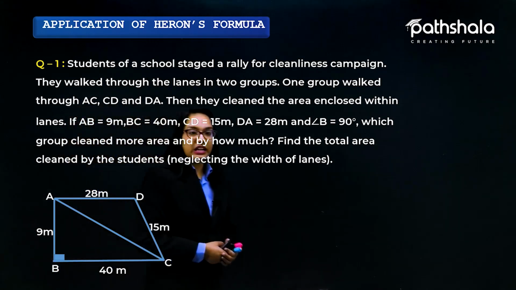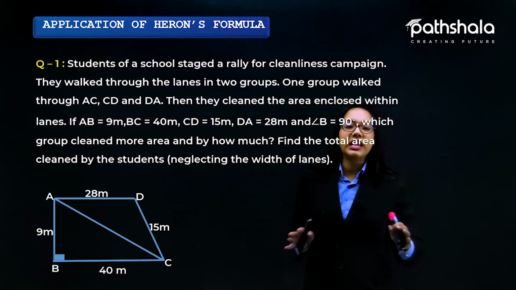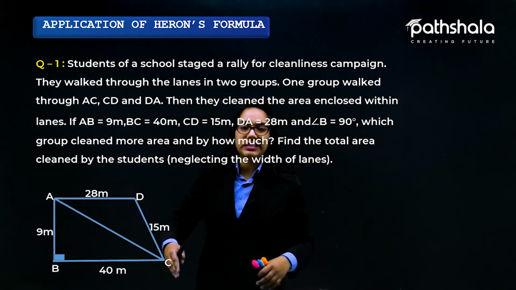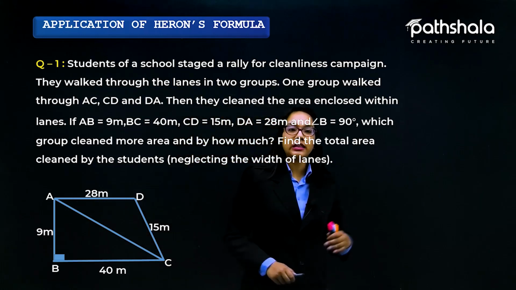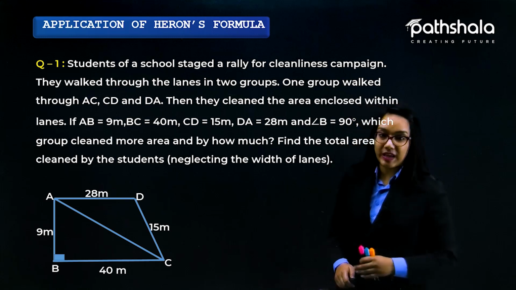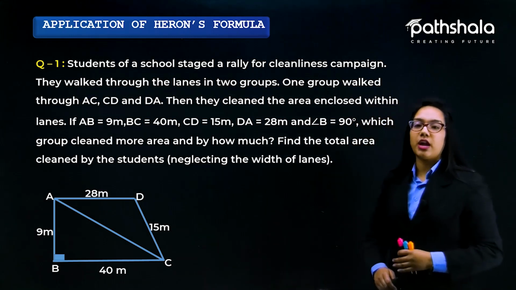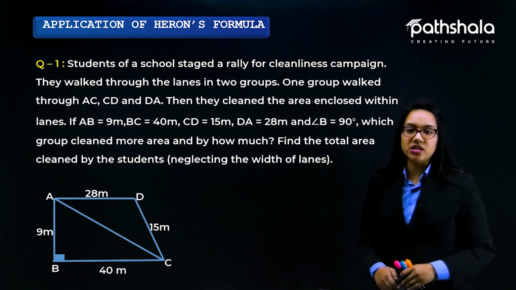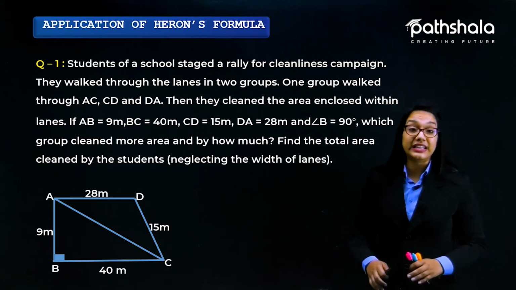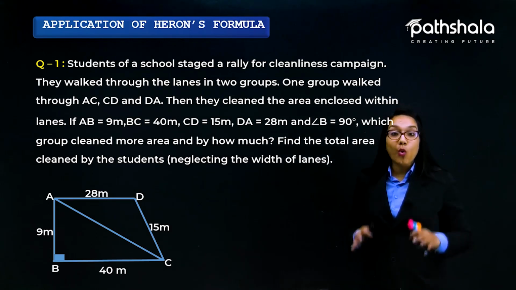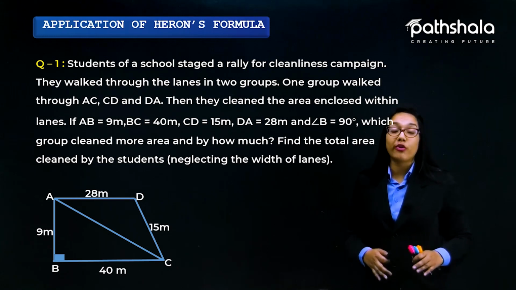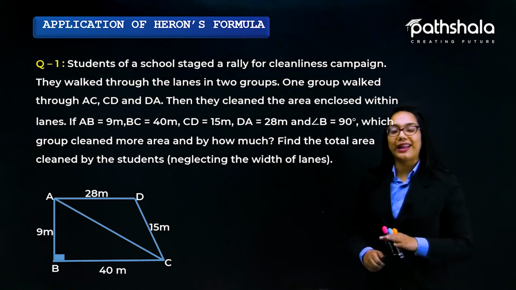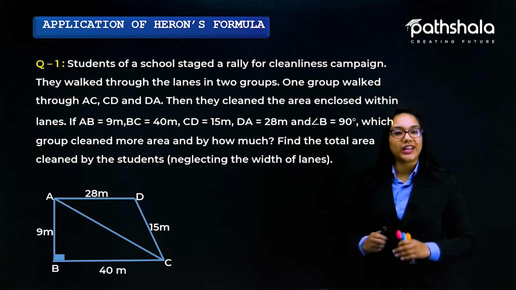Further it says, then they cleaned the area enclosed within the lanes. So these were the two lanes, AB, BC, and AC, and the other one was AD, DC, and AC. If AB is 9 meters, BC is 40 meters, CD is 15 meters, DA is 28 meters, and angle B is 90 degrees, which group cleaned more area and by how much? Find the total area cleaned by the students, neglecting the width of the lane. So we have to neglect the width of the lane and just find the total area which is cleaned by the students.